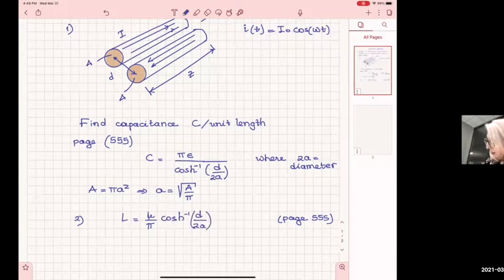And that should be in farads per meter. Epsilon has the units, all right? And mu is in henries per meter, if you use the values. And then what is it asking for?